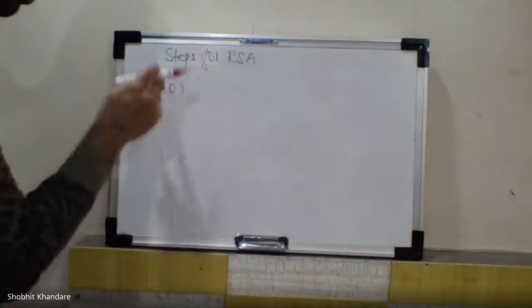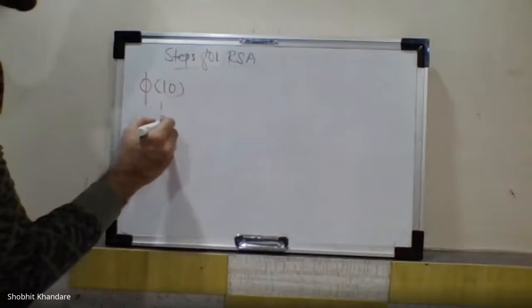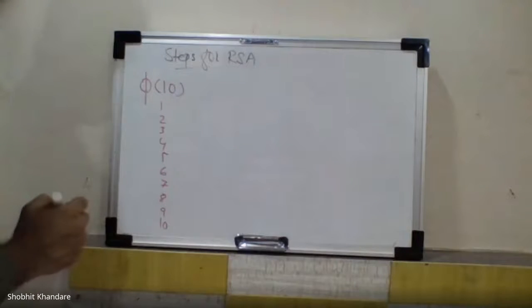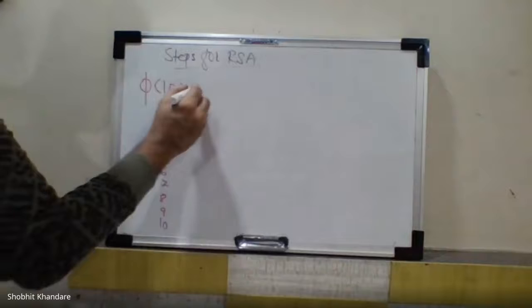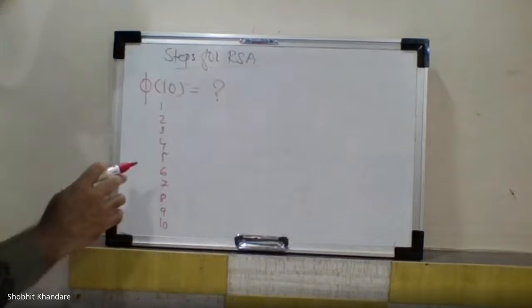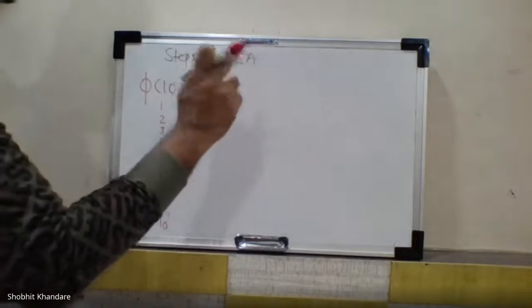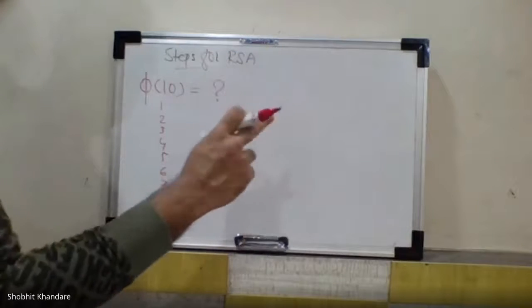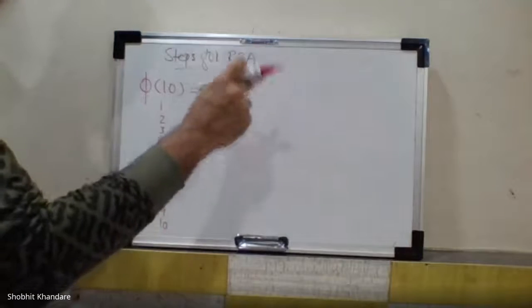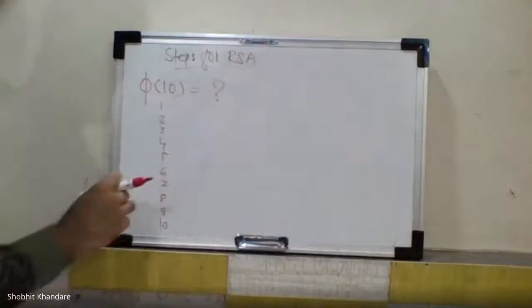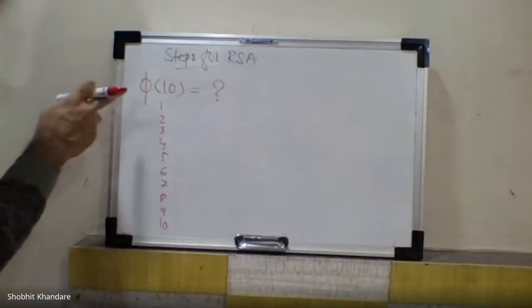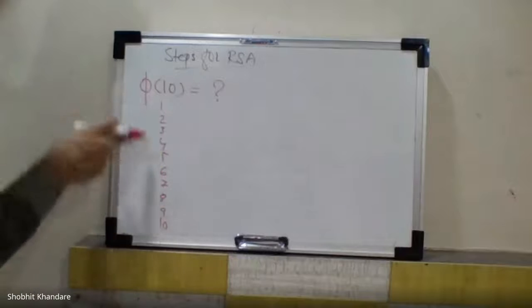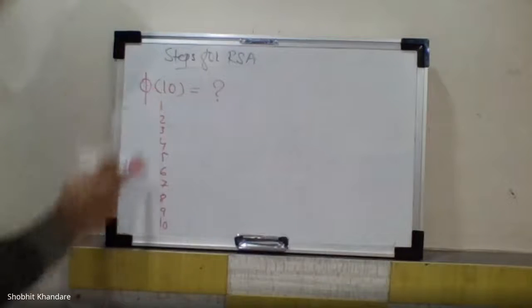Write down all the numbers starting from 1: 1, 2, 3, 4, 5, 6, 7, 8, 9 and 10. So I want to find the totient function of 10. And what I wrote earlier, P minus 1 and Q minus 1, is possible when P as well as Q are prime numbers. Directly you can write down the formula. But I am explaining how to find the totient function of a number directly. So first write down the numbers starting from 1 to 10.